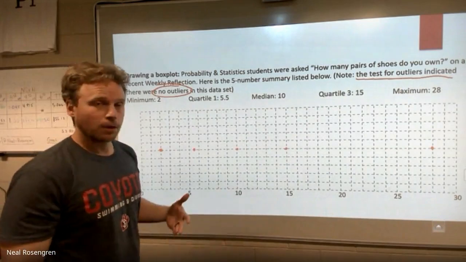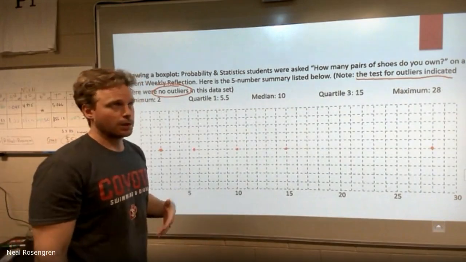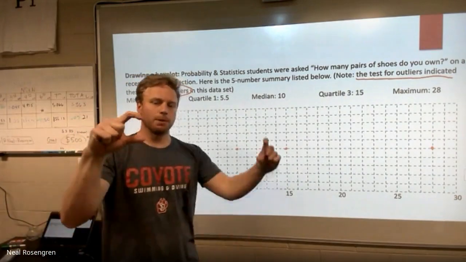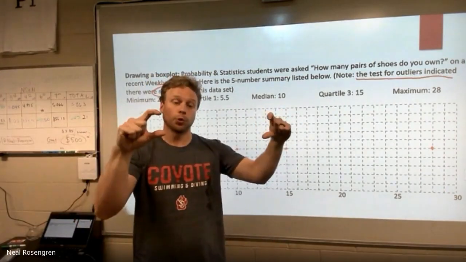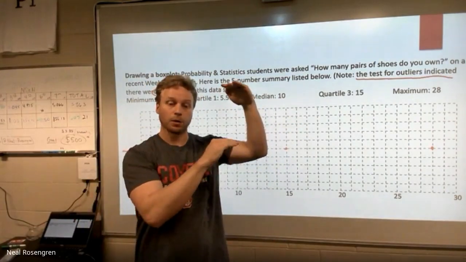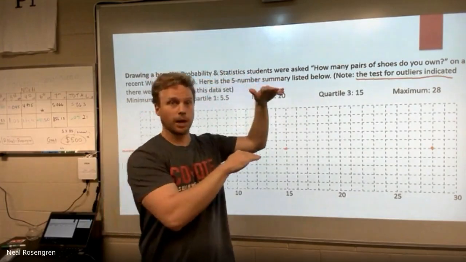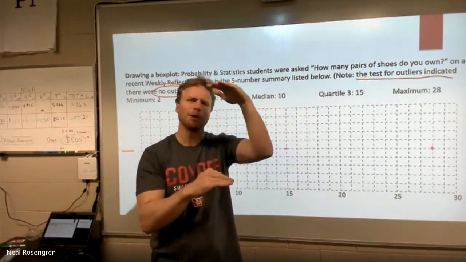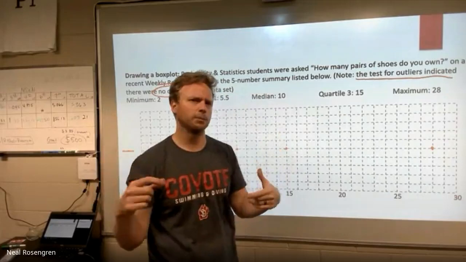Now, when I draw these box plots, remember that the lines for my minimum and my maximum are shorter than the lines for my quartiles and my median. When I draw these, I want my box in the middle to be larger and my whiskers at the end to be a little bit smaller.